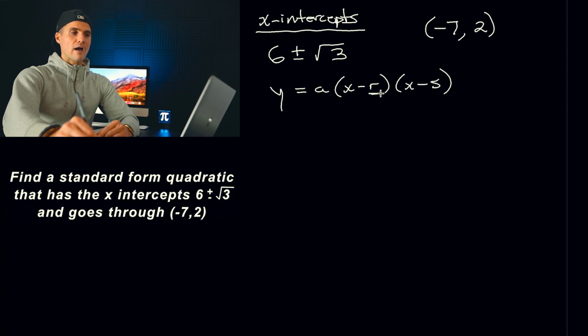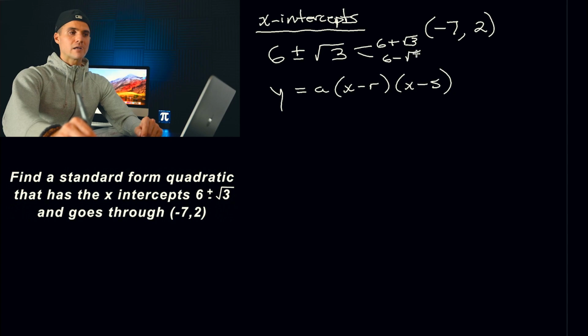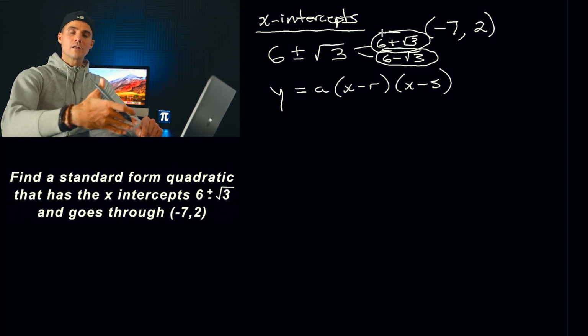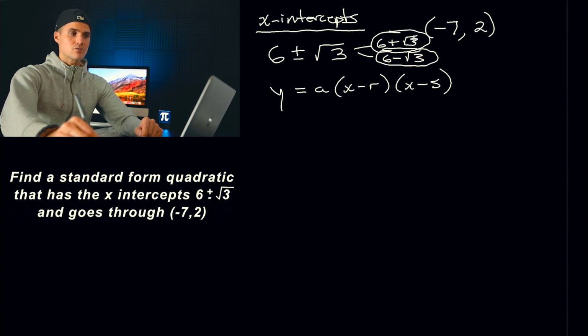Now remember, this r value and this s value represent the x-intercepts, right? These factors are always x minus whatever the x-intercepts are. Notice we're given two x-intercepts, 6 plus or minus root 3. So one of them is 6 plus root 3, and the other one is 6 minus root 3. So those entire expressions represent one x-intercept. They're not just integer values, they're given as exact values.